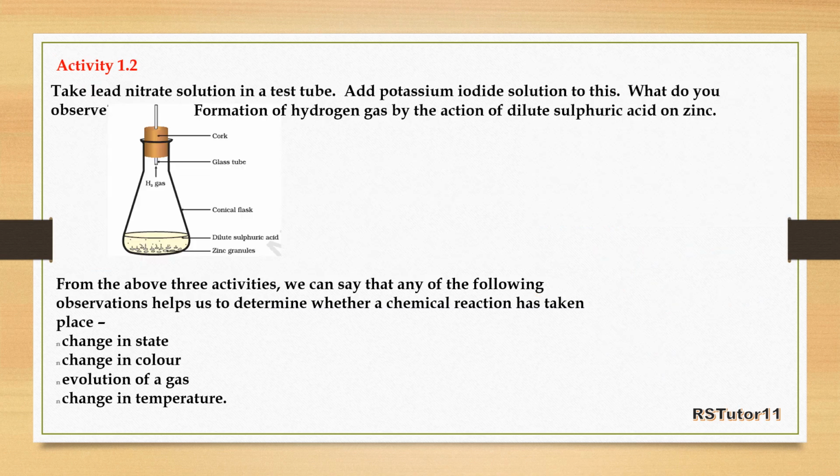Okay, next activity. Take lead nitrate solution in a test tube, add potassium iodide solution to this. What do you observe? So what we observe is this: formation of hydrogen gas by the action of dilute sulfuric acid. Dilute means water is mixed or any other solution is mixed, aqueous solution. Okay, acid on zinc. See here, from the above activities we can say that any of the following is an observation: change in state, change in color, evolution of gas, that is hydrogen gas is evolved, and change in temperature.